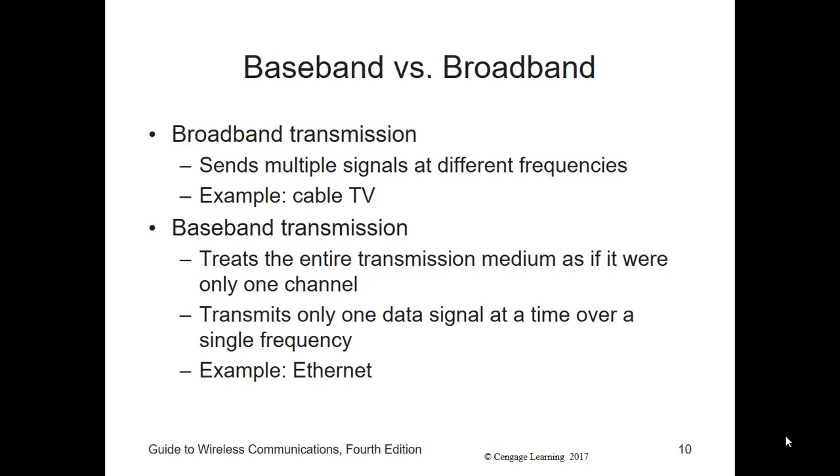The second is baseband. Baseband treats the entire transmission medium as if it were just one channel and then transmits only one data signal at a time over a single frequency. That is what you have inside of your home network on Ethernet. Those examples illustrate the difference between broadband and baseband over a cable, but keep in mind that transmissions over an analog medium, such as an electromagnetic wave, can be sent as broadband or baseband.